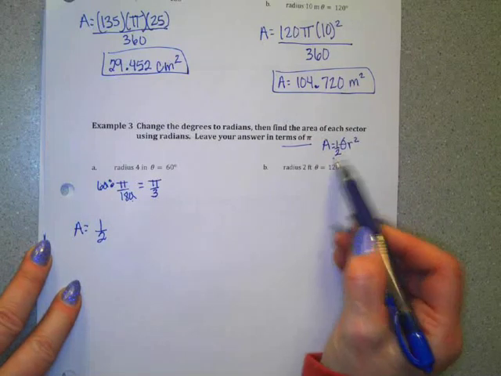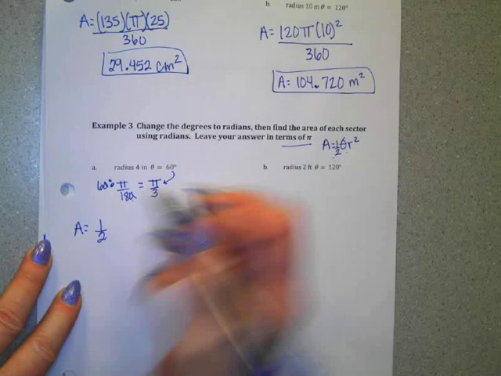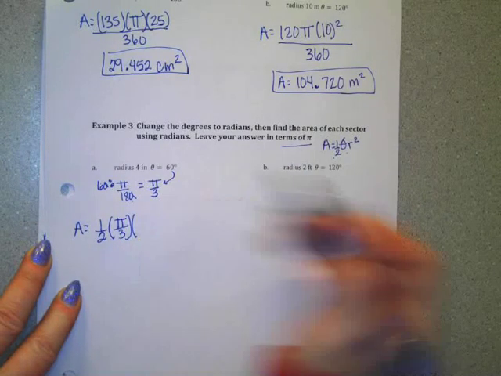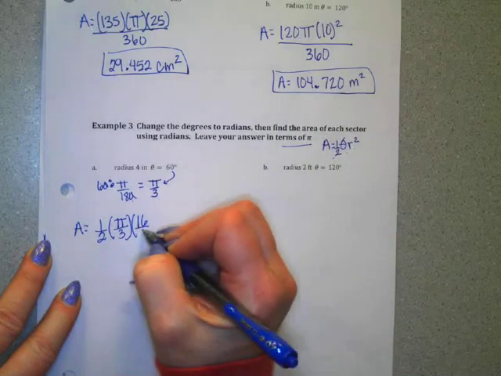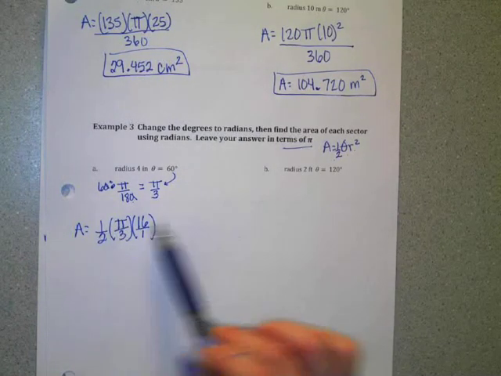Then I need my angle. Well, my angle from 60 degrees is now pi thirds, so I'll put pi thirds, or you can put 1/3 pi, and then multiply by my radius squared. My radius is 4, so I'm going to again multiply that by 4 and square it, and 4 times 4 is 16. You'll notice as I was doing them, I was keeping them all as fractions.